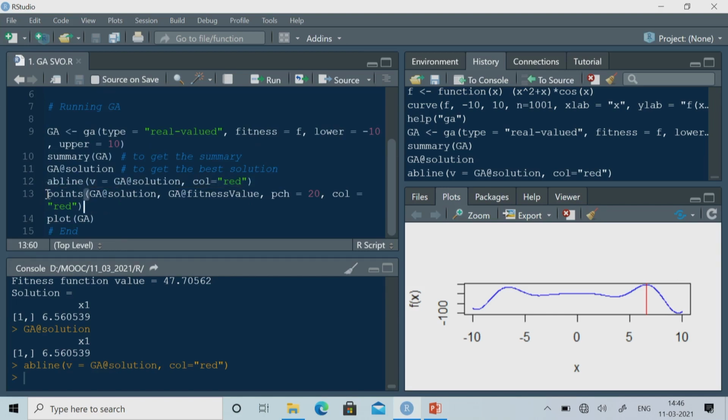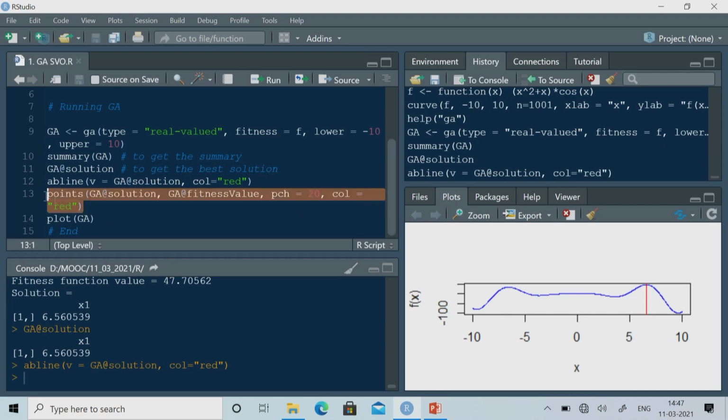I can also put the optimal point by using the points function. I would like to put a point here, where the x axis is GA solution and the y axis is the best fitness value. So, I am writing this as the x value and this as the y value, and then I am putting a round, circular dot basically. pch equal to 20 I am putting. If you give some other value, some other shape will come, and the color I have used is red.